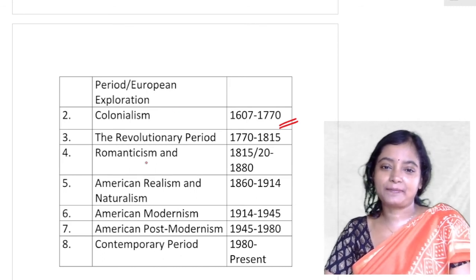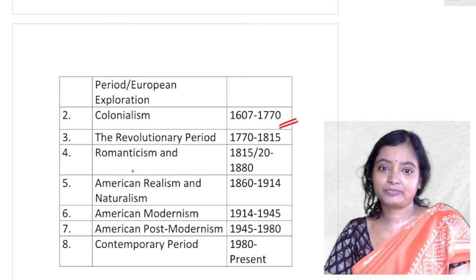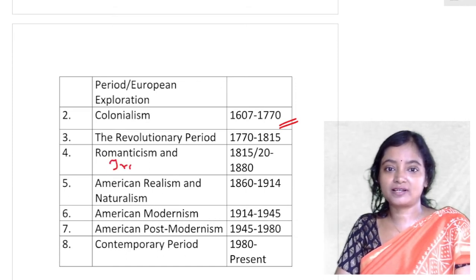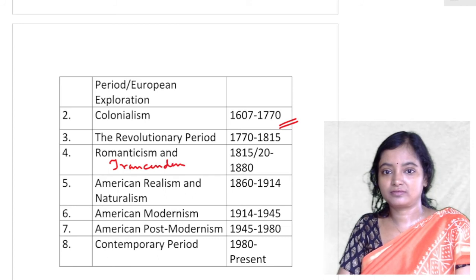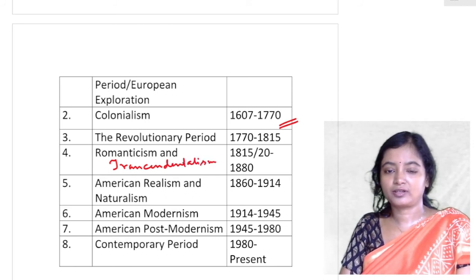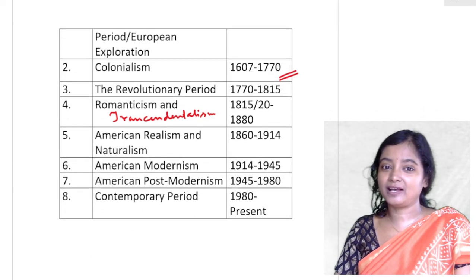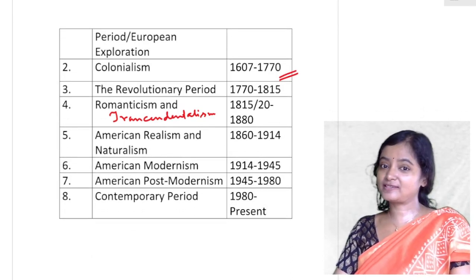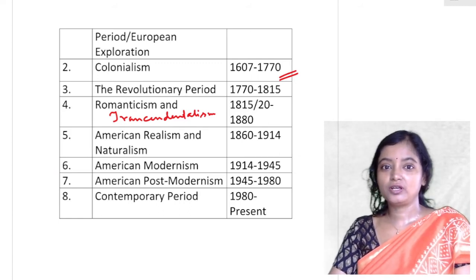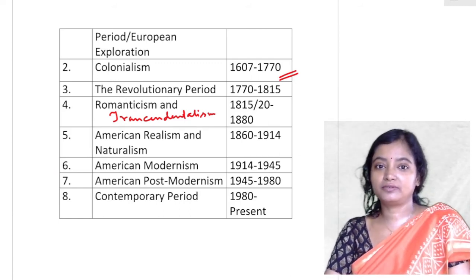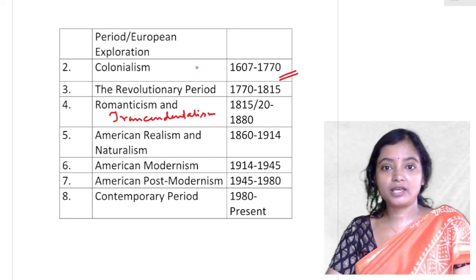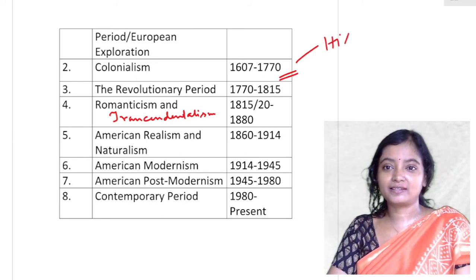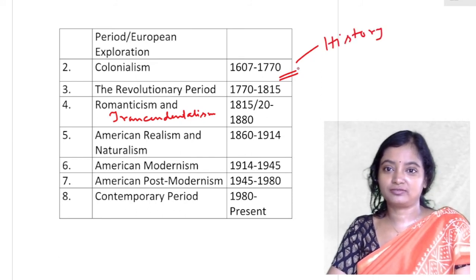And the revolutionary period, and after the revolutionary period, Romanticism and Transcendentalism. Next, American Realism and Naturalism. Next, American Modernism, American Postmodernism, and then the Contemporary period. So, in this way, we will divide our discussion. And for every period, there will be history and at the same time, literature.